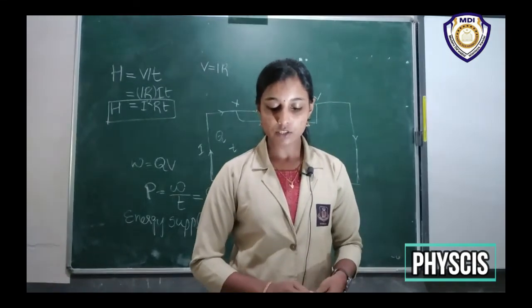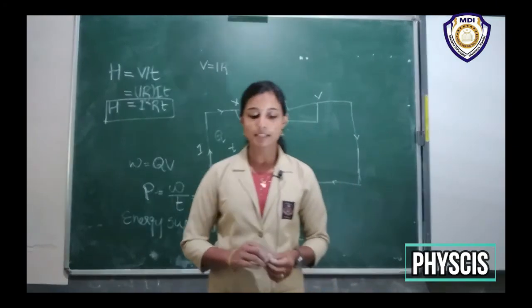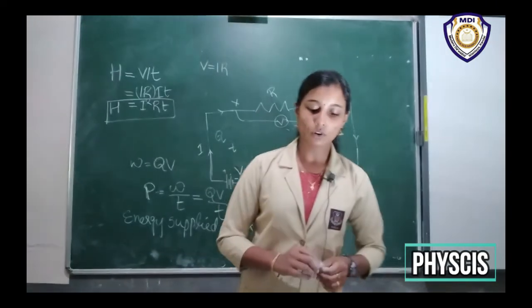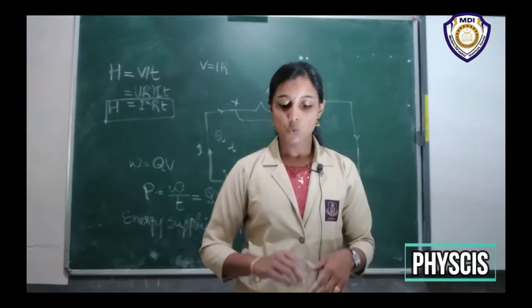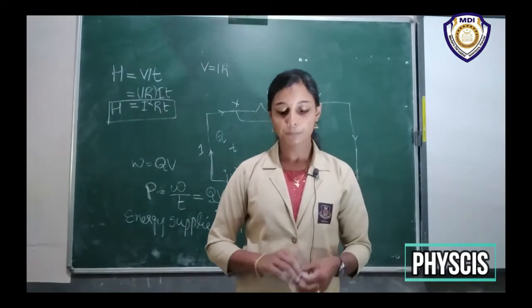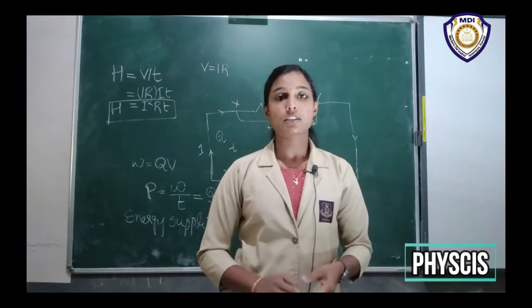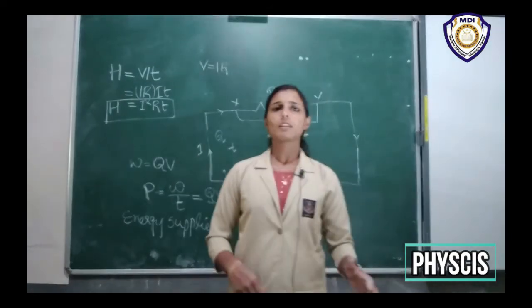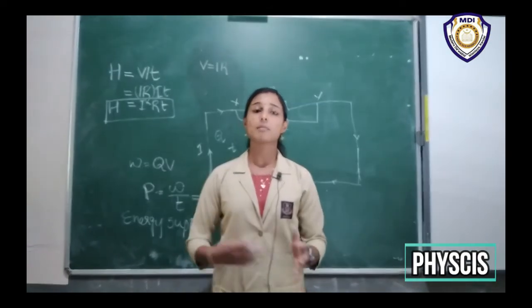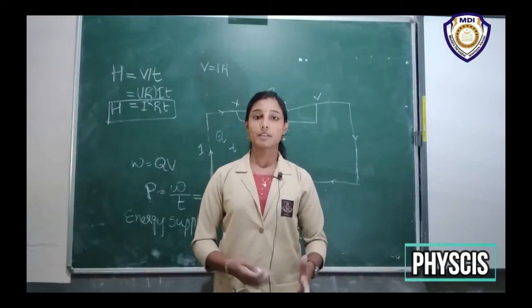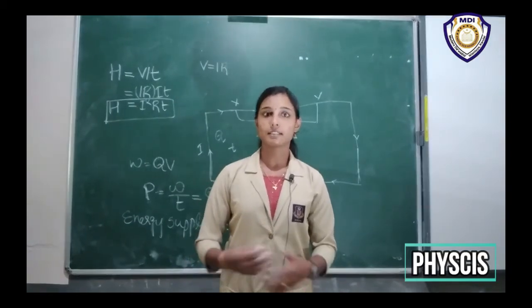In practical situations, an electric appliance connected to a known voltage source is used after calculating the current through it using the relation I is equal to V by R. This heating effect has some importance in our day-to-day life examples.